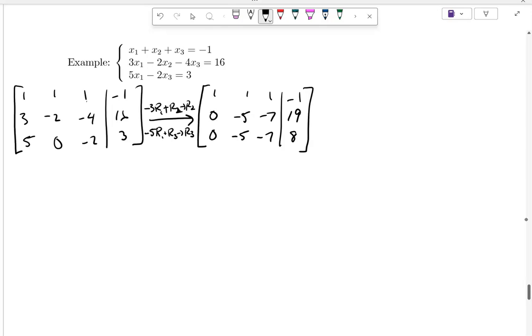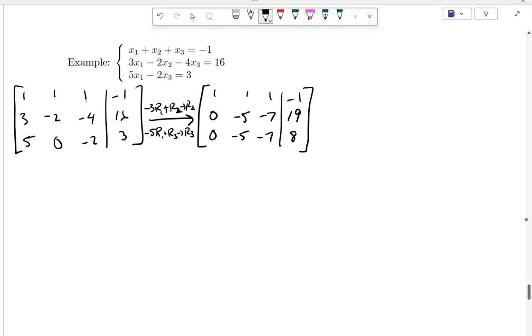Are we okay with those 2 steps? I know I did the arithmetic a little bit more quickly, but are we okay with how the steps are working? What do you notice about these 2 rows now? They're exactly the same, right? Are these 2 constants the same here? No. Remember, these 2 are literally the same. This says negative 5x2 minus 7x3 is supposed to equal 19 and 8 at the same time. Is that going to work?